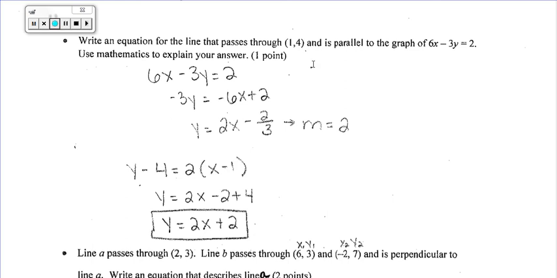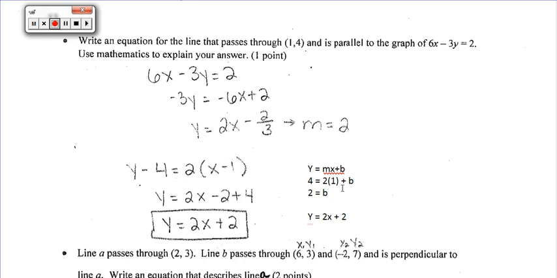and goes through the point 1, 4, I can just substitute in 2 for the slope. It looks like we used the point slope formula here. I'm going to put some different work over on the side, which is a little different from using the point slope form. If you don't know how to use the point slope equation of a line, you can use y equals mx plus b and substitute in the information that you know.